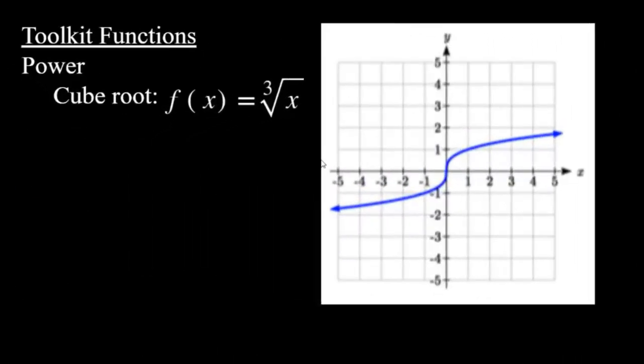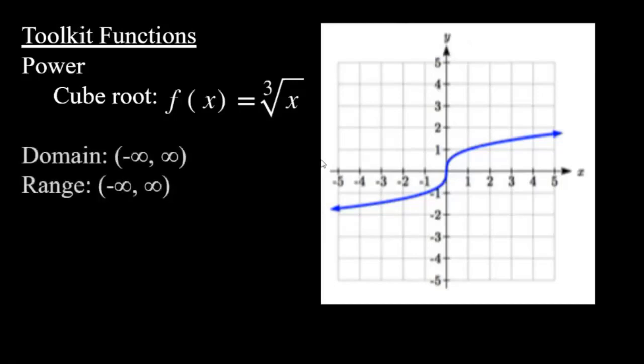And then our last one, what do you think about this one? Does it go left forever? Does it go right forever? Is there anything missing in the middle? No, so all real numbers for domain. And then how about up and down? It goes down forever and up forever, just slowly, right? So this one again is going to be negative infinity to positive infinity for both the domain and the range.